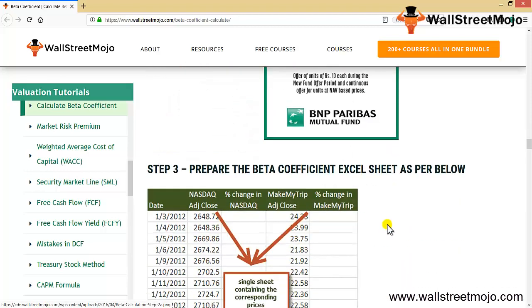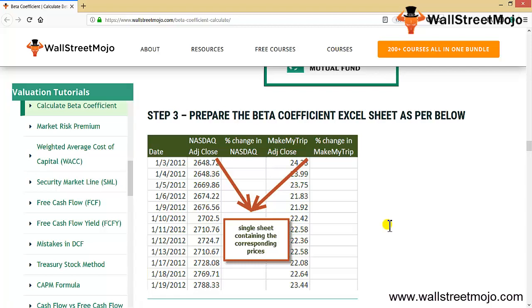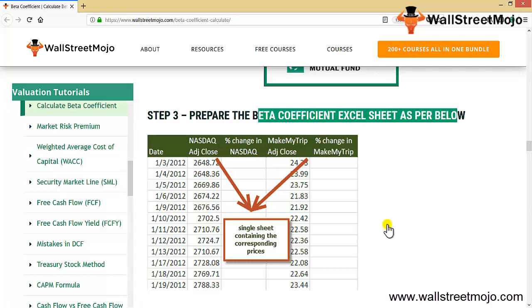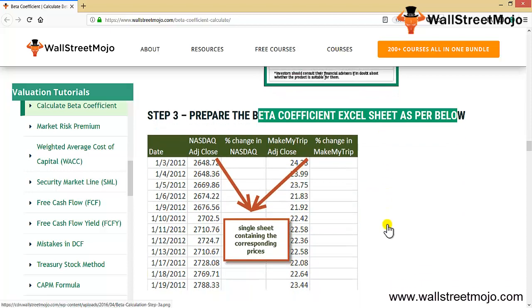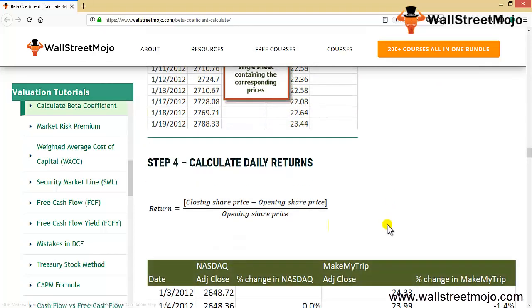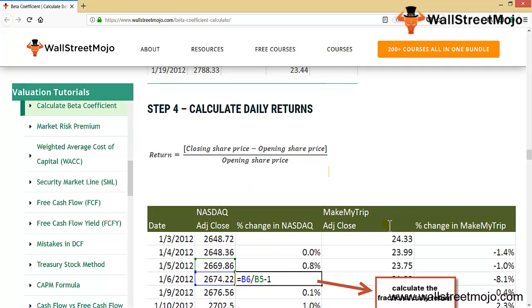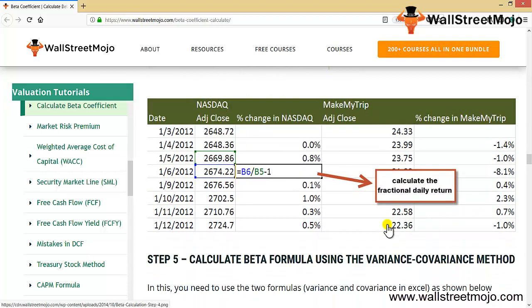and accordingly all the numbers will be sorted. Step 3 is to prepare the beta coefficient Excel sheet as per the data given above. So the Nasdaq adjusted close and the Make My Trip prices, there will be some percentage change, and a single sheet containing the corresponding price data. Then calculate the daily return. The return is basically the HPY: the closing share price minus the opening share price divided by the opening share price. So you will calculate the same and you will get the return changes.